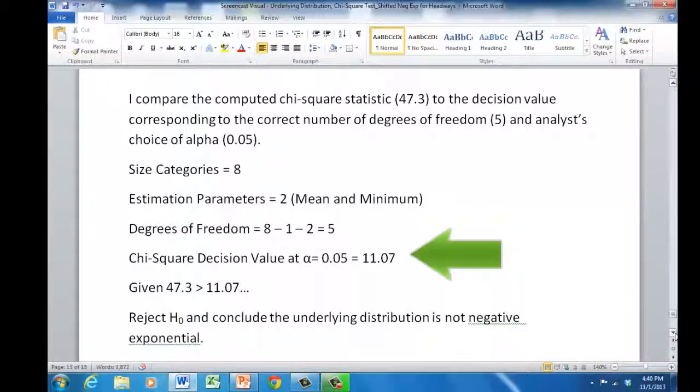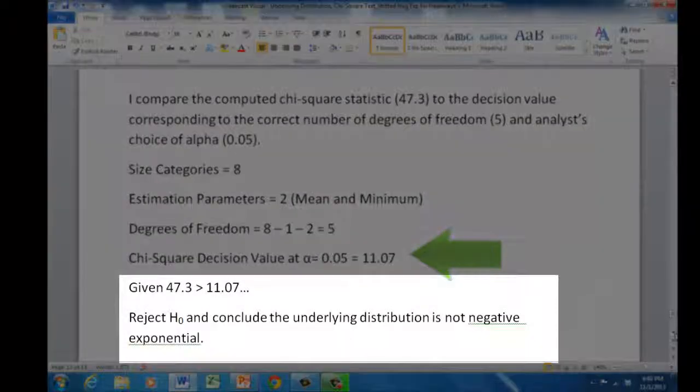I go to the chi-squared table for an alpha value of 0.05 and 5 degrees of freedom. I find a chi-squared decision value of 11.07. Given that my computed value of 47.3 is greater than 11.07, I reject the null hypothesis and conclude that the underlying distribution is not negative exponential.